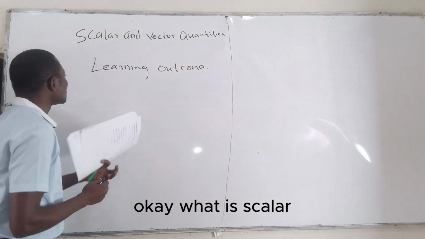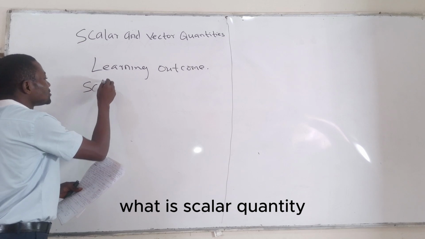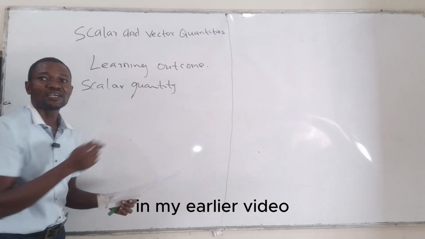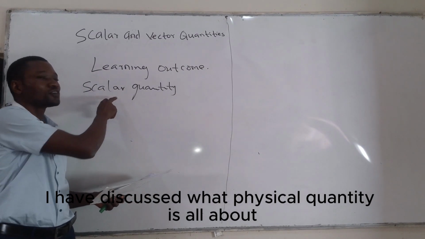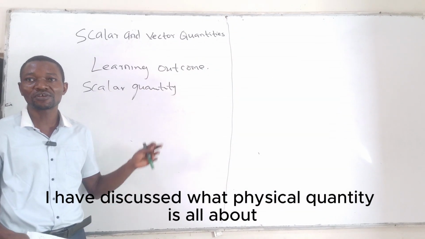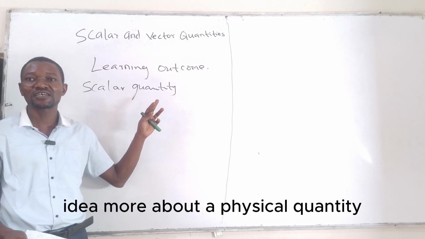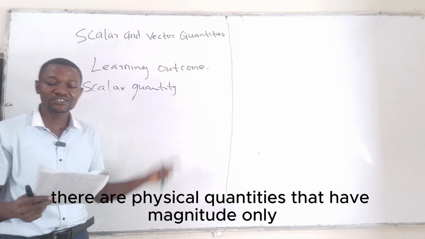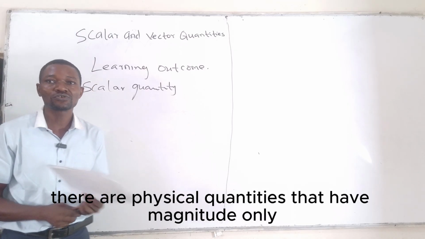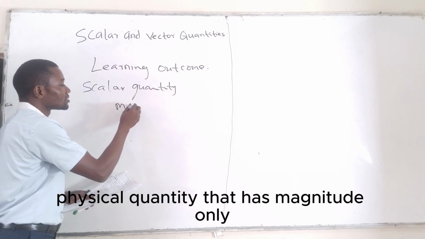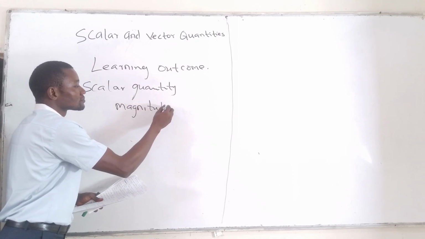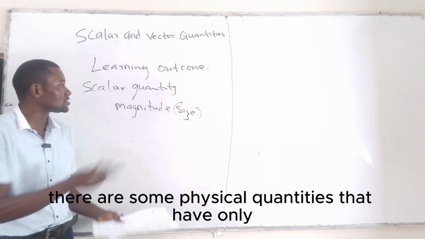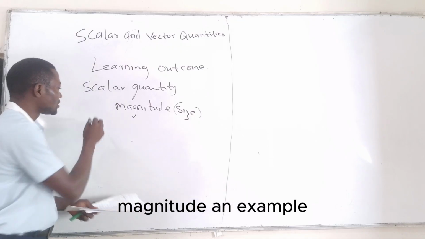Okay, what is scalar? What is scalar quantity? In my earlier video, I have discussed what physical quantity is all about. So you can look at it to have more idea about physical quantity. So scalar quantities are physical quantities that have magnitude only. Physical quantity that has magnitude only. And by magnitude, we mean size. There are some physical quantities that have only magnitude.